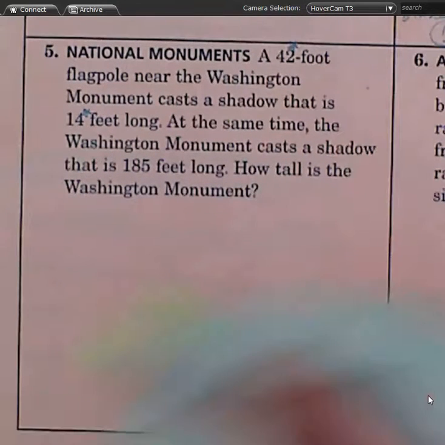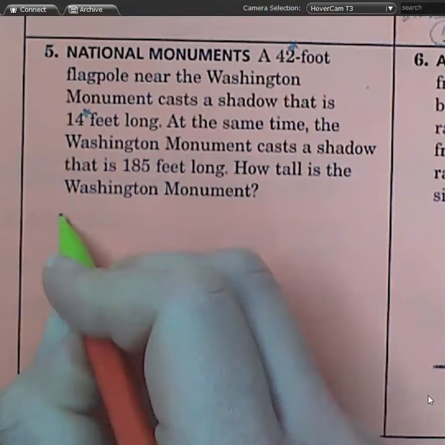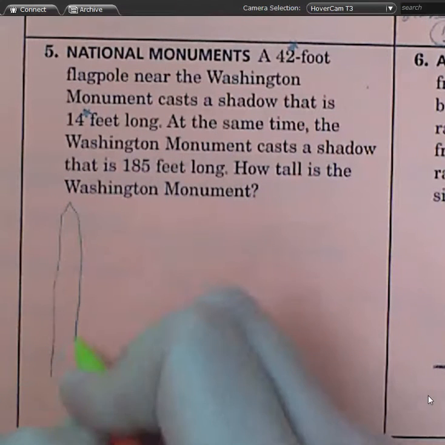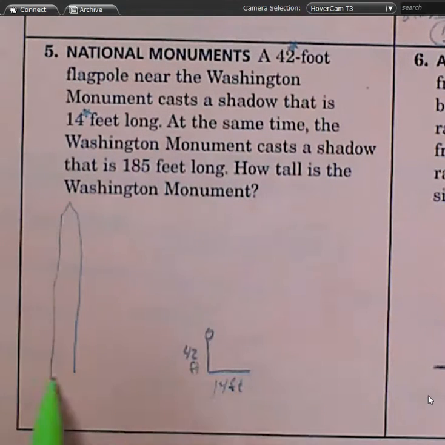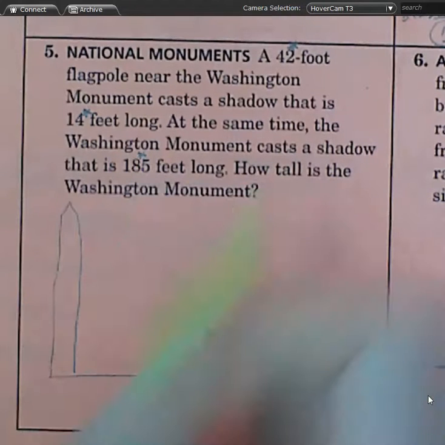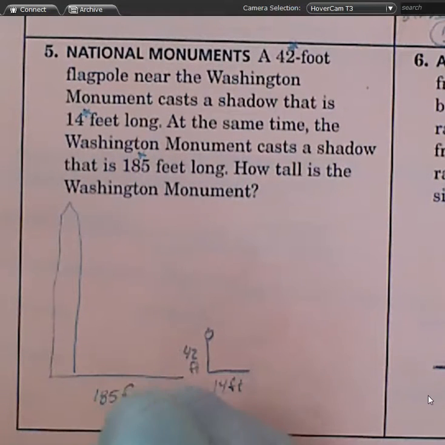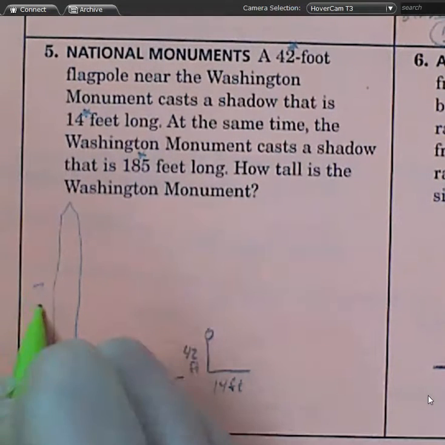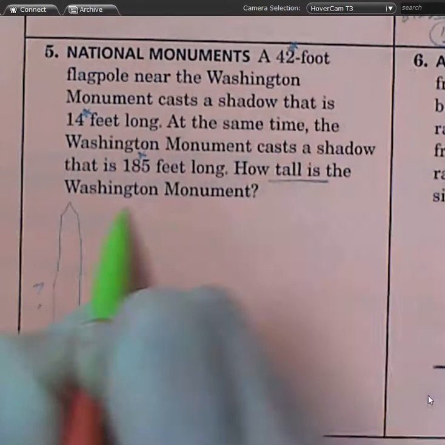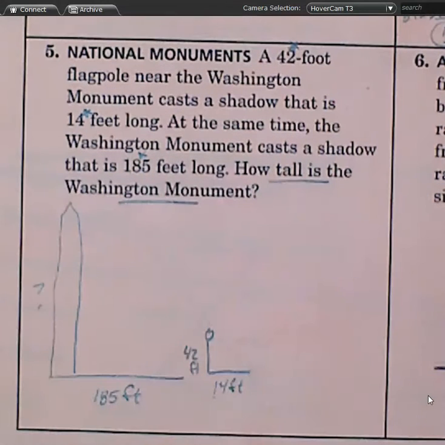The Washington Monument, remember, looks something like this. It's big and tall and has a point at the top. It has a shadow of 185 feet. We do not know how tall the Washington Monument is. I don't even see any shapes here. How can we even do this? There's not shapes. How can we do things with similar figures if there's no shapes?